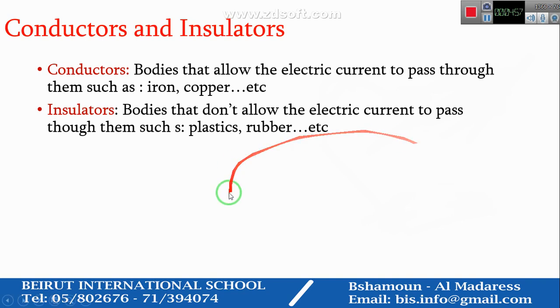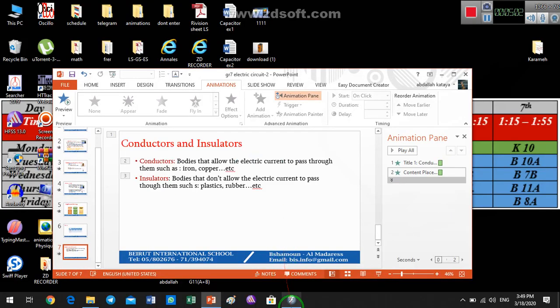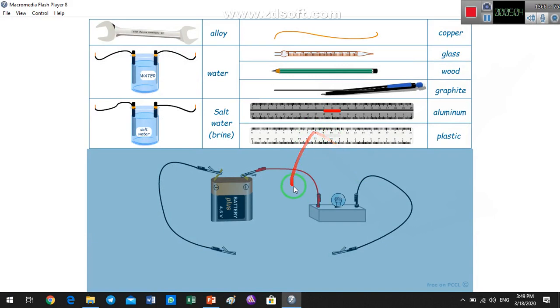Now we are going to make a brief example about conductors and insulators. As we see in our figure in here, we have a dry cell, a lamp, and some connecting wires. This lamp is not functioning since we have an open circuit, and as we said, an open circuit will not allow the current to flow from the positive terminal of the lamp to the negative terminal of the lamp, which means that this lamp will not light up until this circuit is closed.